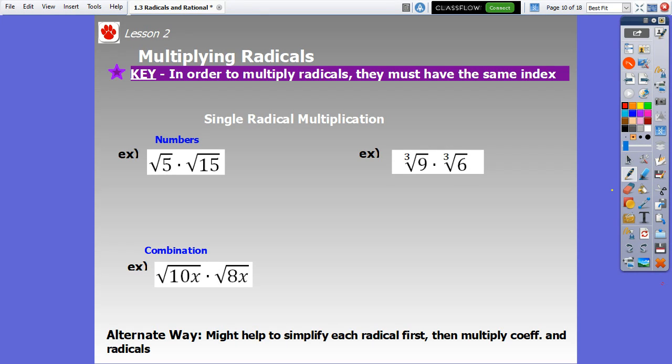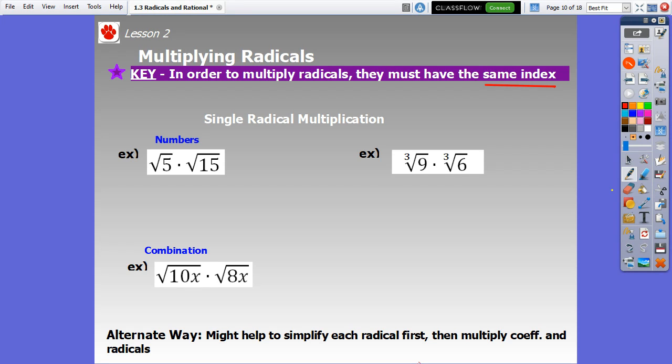So we talked about addition and subtraction where the index and the radicand both have to be the same. The multiplication of radicals and the division, same thing, not as much has to be the same. In other words, the radicand doesn't need to be exactly the same, but the index has to be the same. So that's the key on this: we've got to make sure it's the same index for us to be able to multiply. Otherwise, we have some issues.